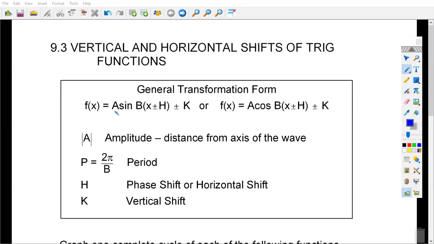Things to remember: your A affects your Y, your B affects your X, H affects your X, and K affects your Y. That's what causes them to change, okay? Your amplitude is the absolute value of your A value. That's because amplitude is distance, and distance is always what? Positive. Distance is always positive, okay? It's just asking you how far are you from the axis of the wave, not the x-axis, but the axis of the wave, okay? Your period equals 2 pi divided by b, and then h is your phase shift or horizontal shift, saying left or right.